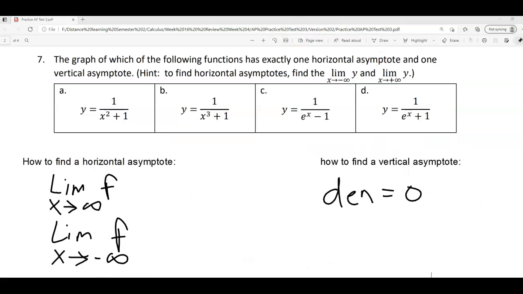All right, so the graph of which of the following functions has exactly one horizontal asymptote and one vertical asymptote. The way that you find a horizontal asymptote is by finding the limit at infinity and also from negative infinity. Now, if these both come out to be the same answer, that means there's only one horizontal asymptote. To find where the vertical asymptotes are, you just set the denominator equal to 0.